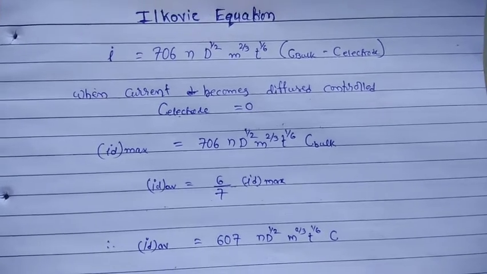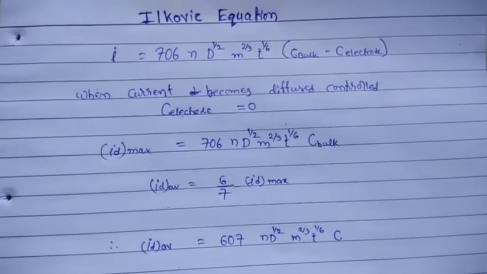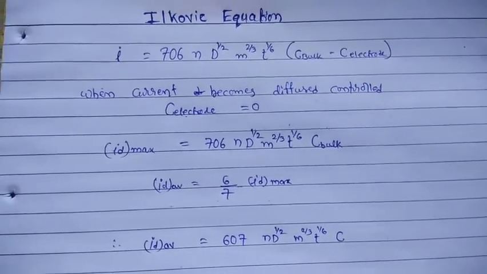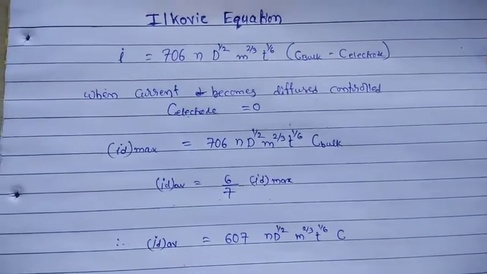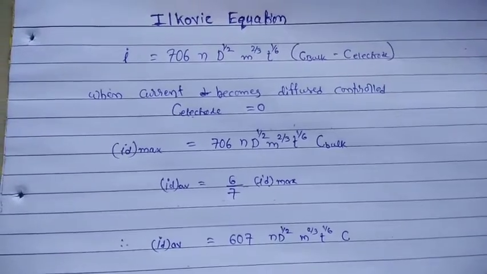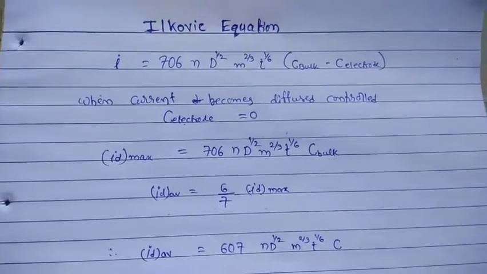Ilkovic equation is a fundamental equation as it links the diffusion current with the concentration of an electroactive species. It is also important because all the parameters related to polarography are linked with each other by means of this single equation.